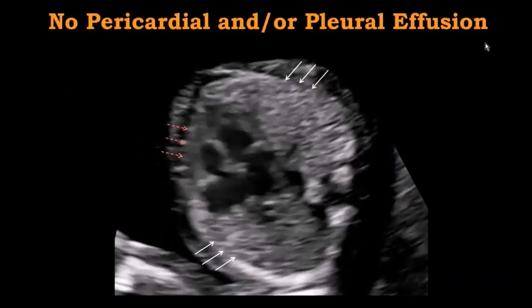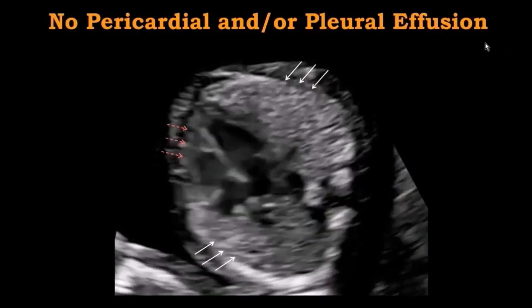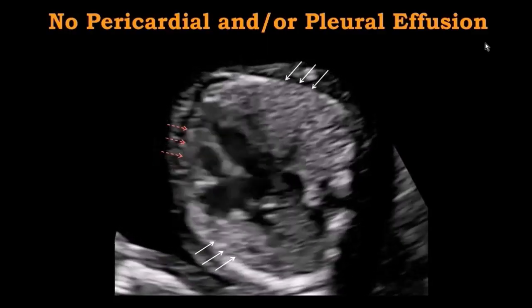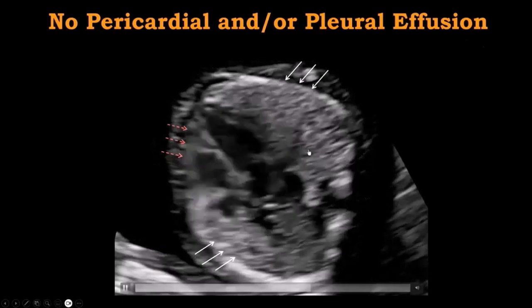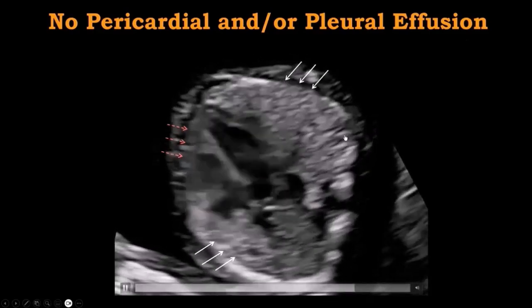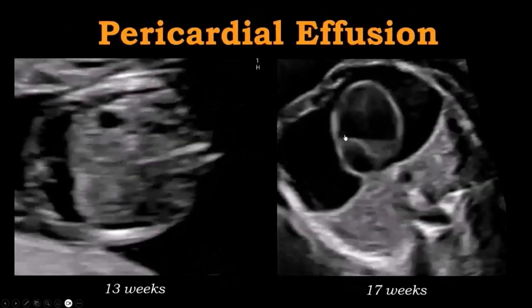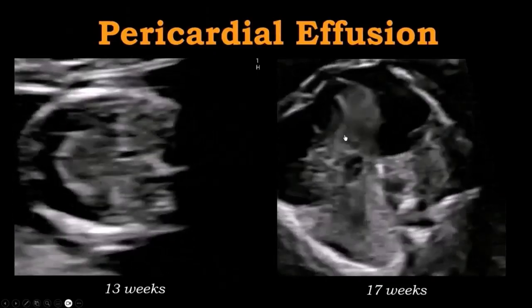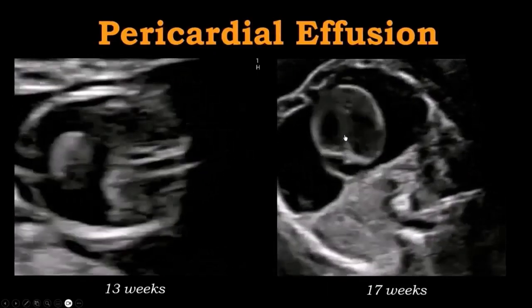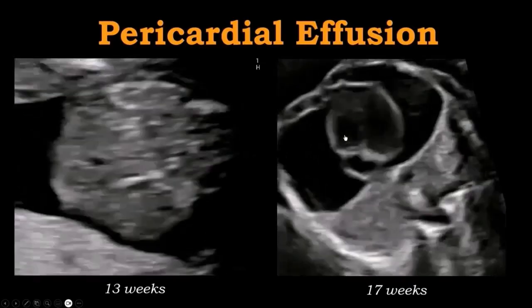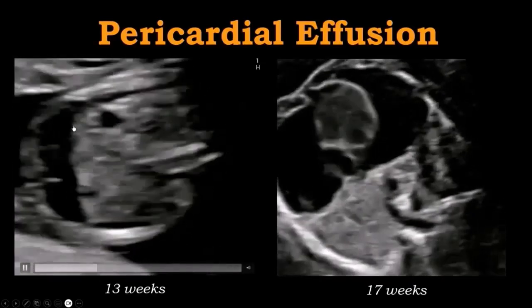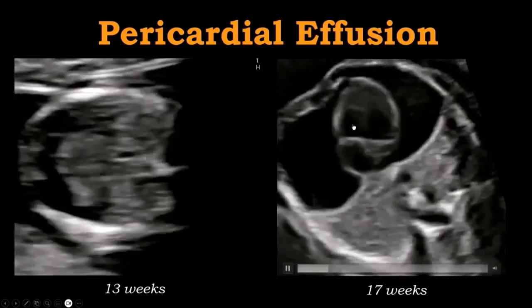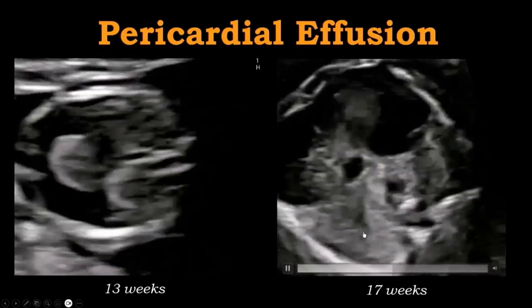And finally, we need to make sure that there is no pericardial or pleural effusion noted, and this is where we need to direct our attention, looking around the borders of the heart and the borders of the lungs. So here I would like to show you examples that you should not panic when you see a picture like that at 13 weeks gestation. It looks like a lot of pericardial effusion, and this is the picture at 17 weeks.